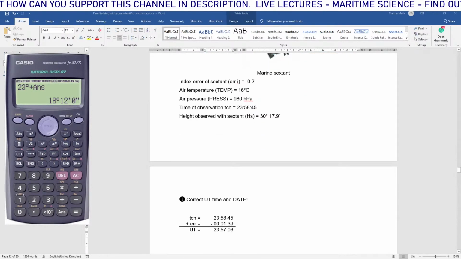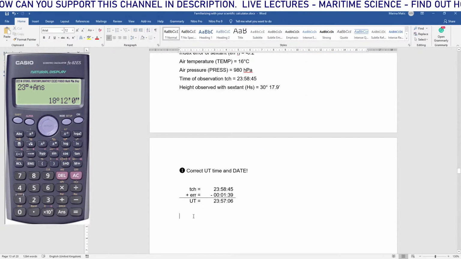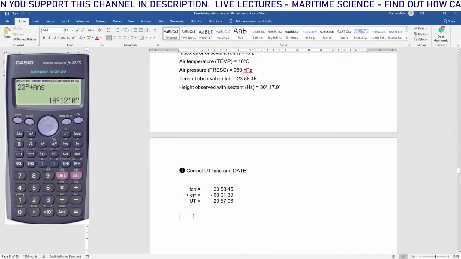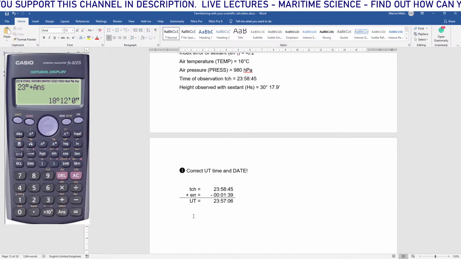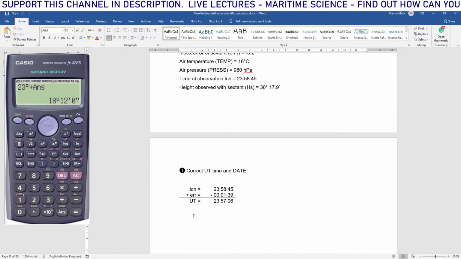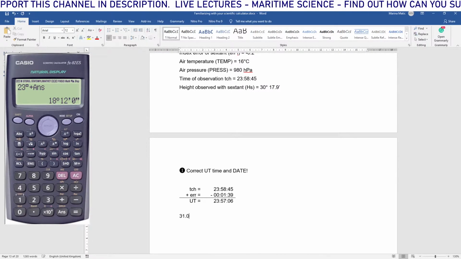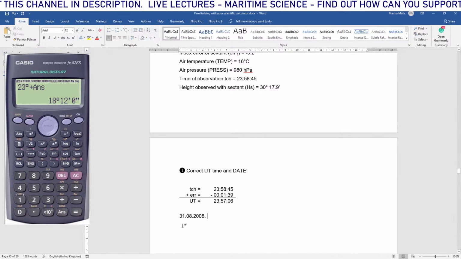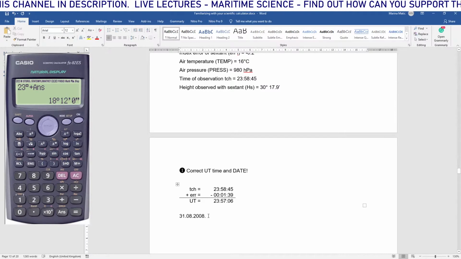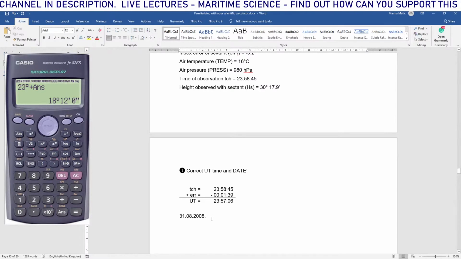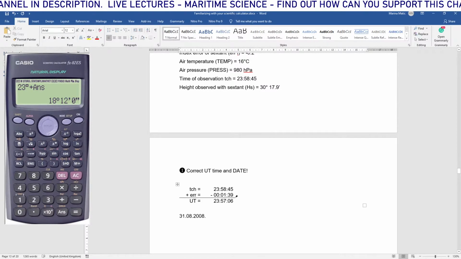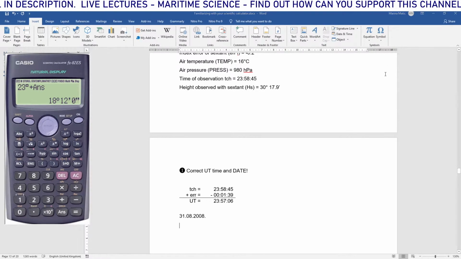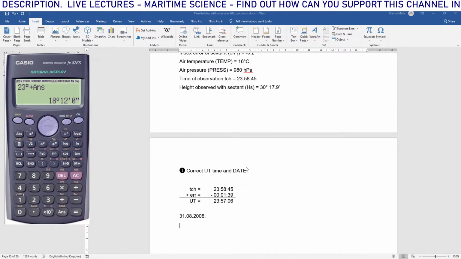I sincerely hope I didn't make a mistake with the name of the month. Is 8 August? Somebody confirm, blink twice. So the date is 31/08/2008. So that's the time and the date. So correct UT time and date. So after we have, let's go to insert symbol, more symbols, number 2, insert.